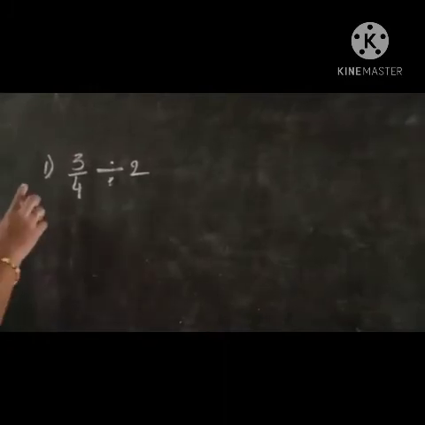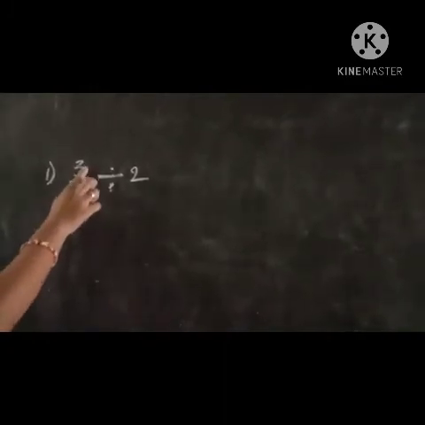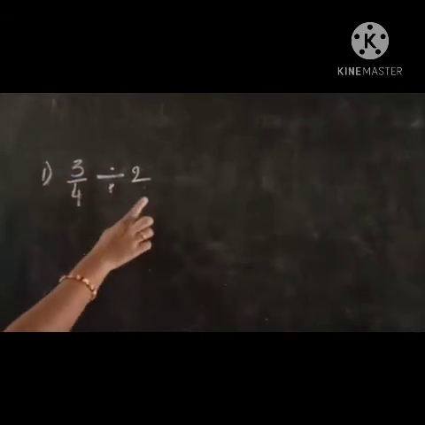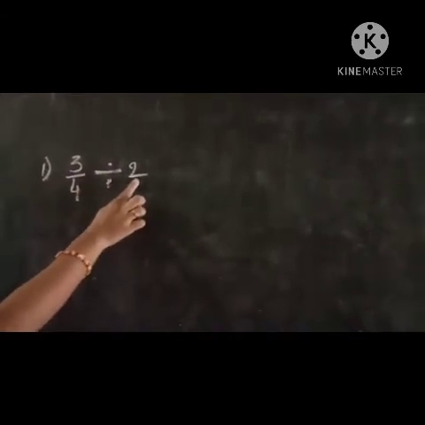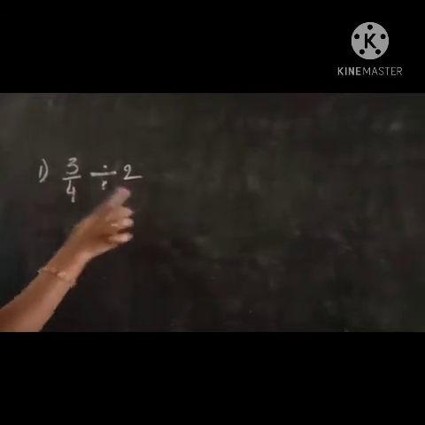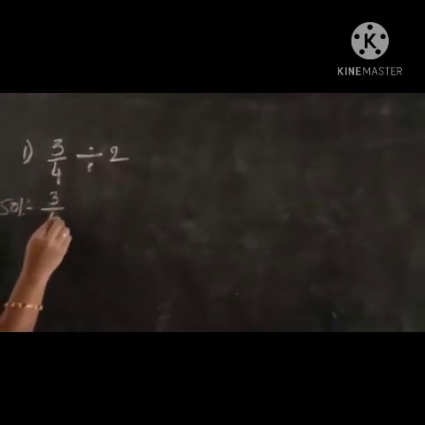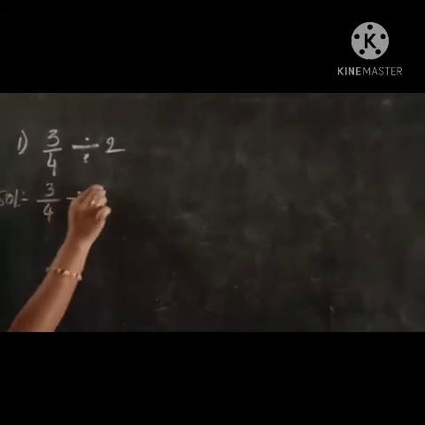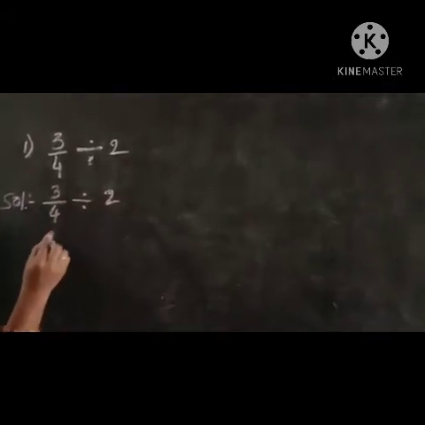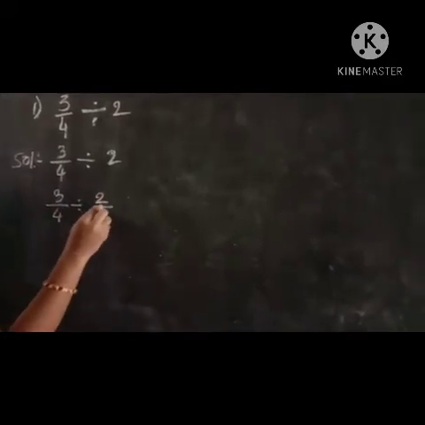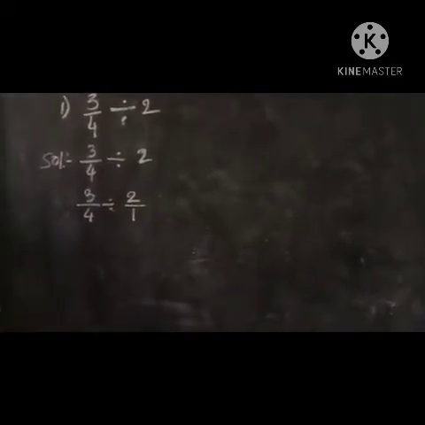Next, second Roman. In that second Roman, see the first one: 3 by 4 divided by 2. See here, 2 is there, no? What we have to write? 2 by 1 we have to write. See the solution here, children. 3 by 4 divided by 2. This is the question. We have to convert 2 as 2 by 1.